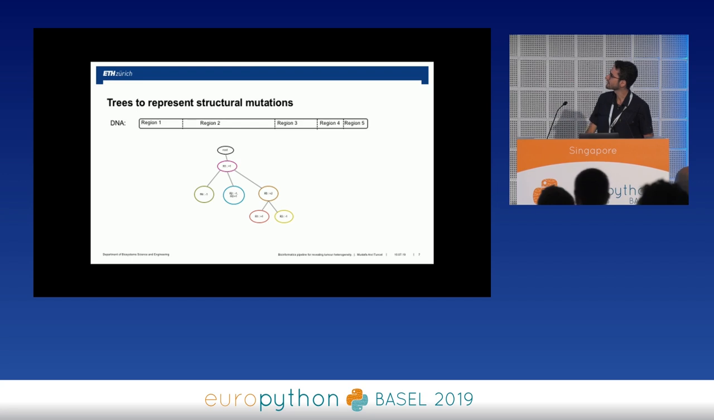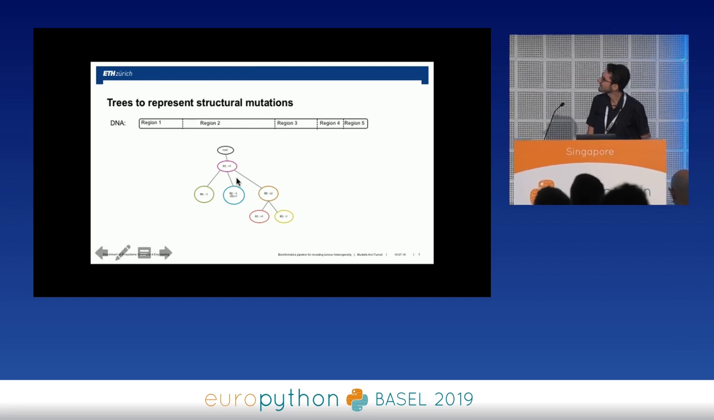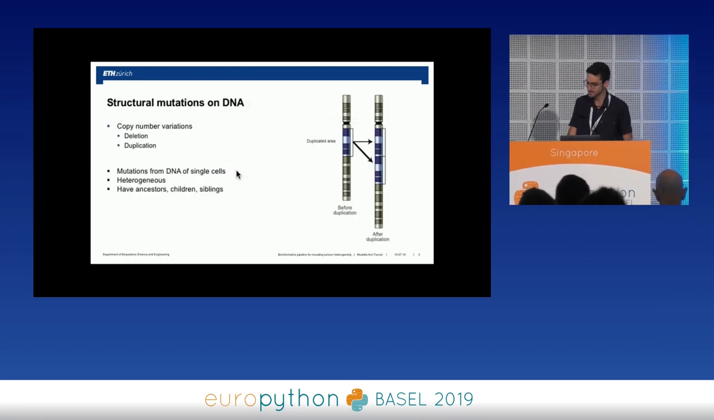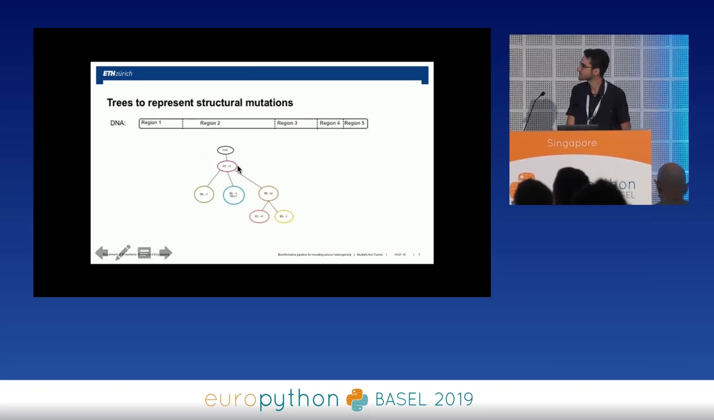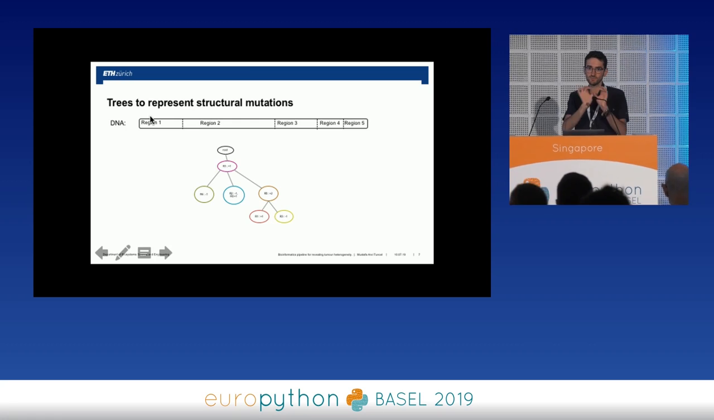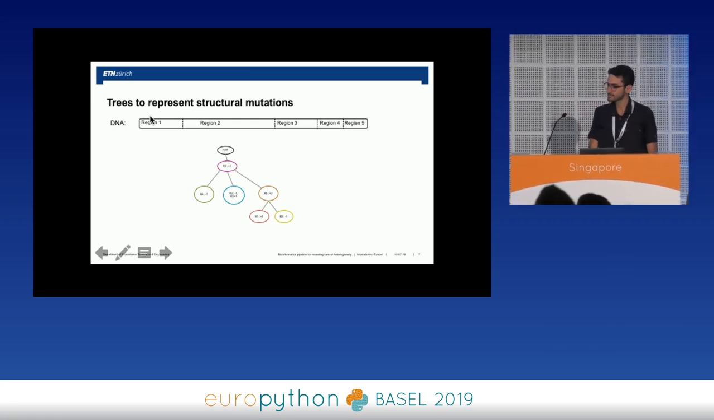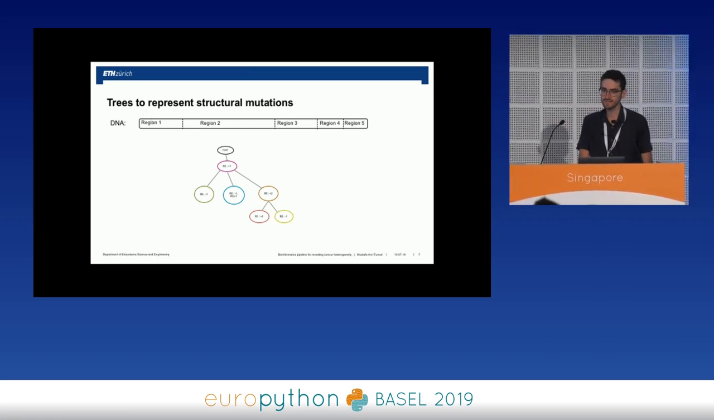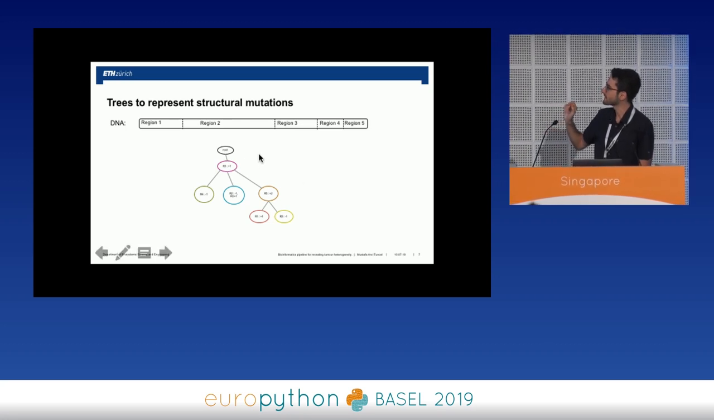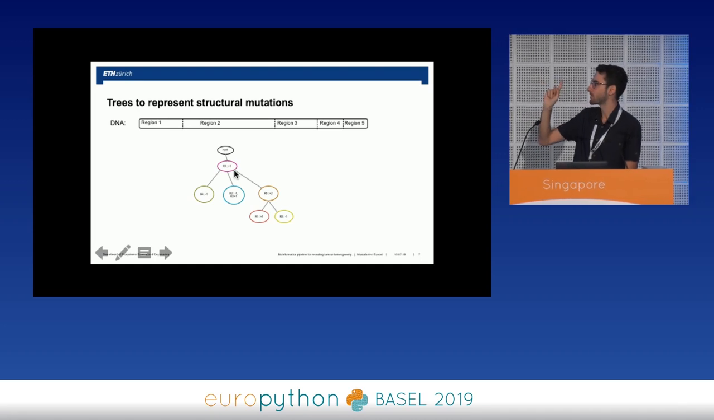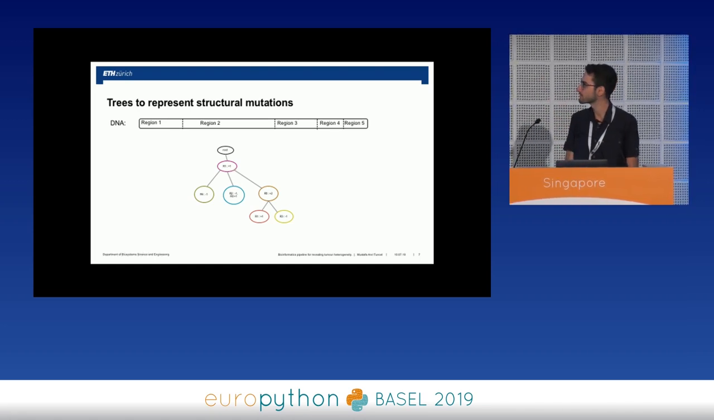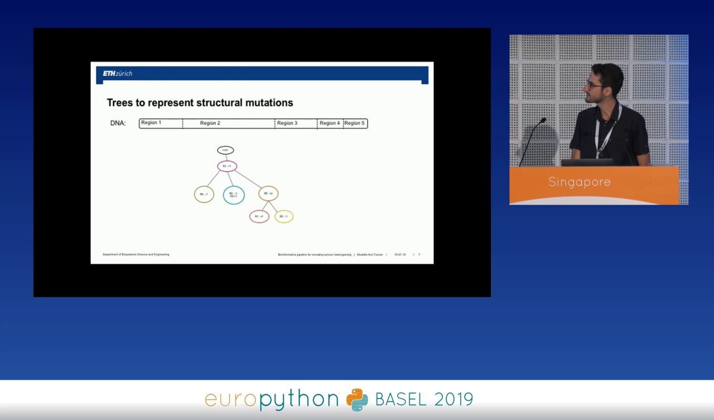The other ones represent those copy number profiles. This one says R1 plus one. So in region one, there is one extra copy. And all of the single cells that are represented by this pink circle are going to have one more extra copy of that region. And it goes on like this.